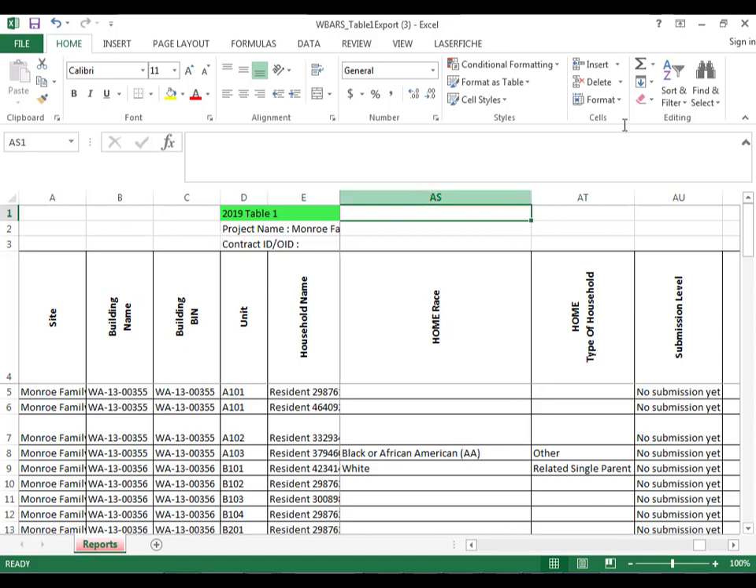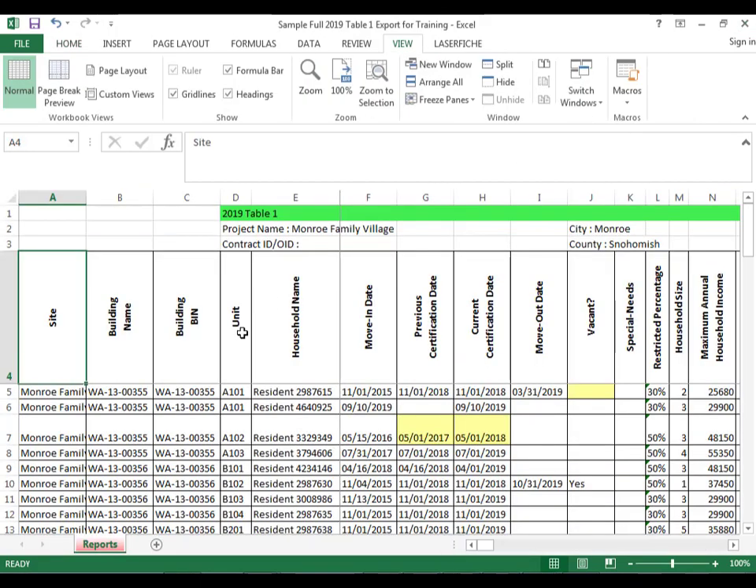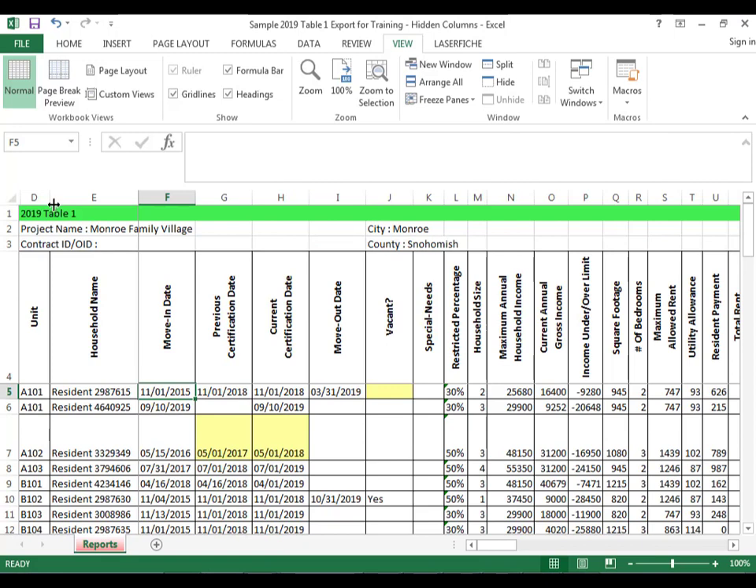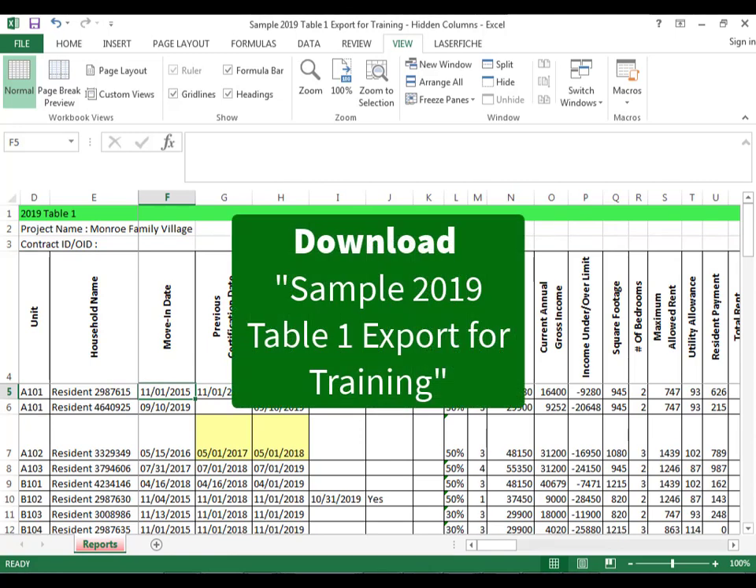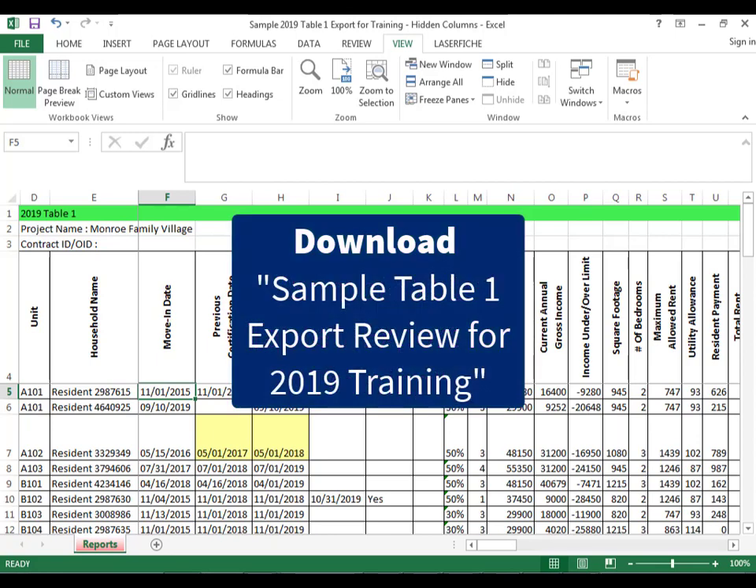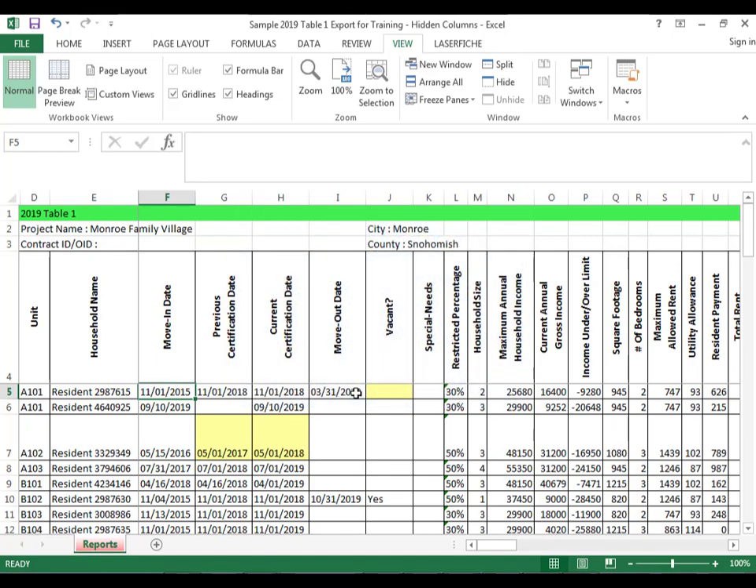So I have gone through and created a version of the report where I've hidden columns just to make it a little bit easier to show you on the screen the information that you really need to check and verify. So at this point, if you didn't already download the Excel export and the list of Excel export errors that we're going to be looking at, I recommend that you pause and go ahead and do that, because we're going to go through 2 sheets.